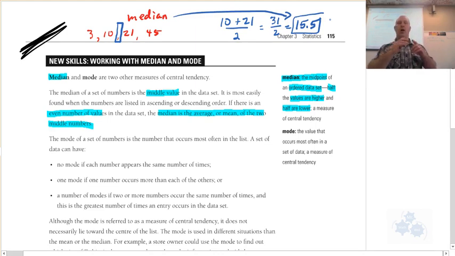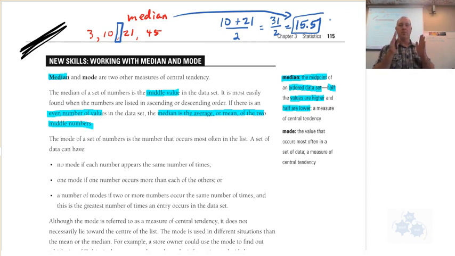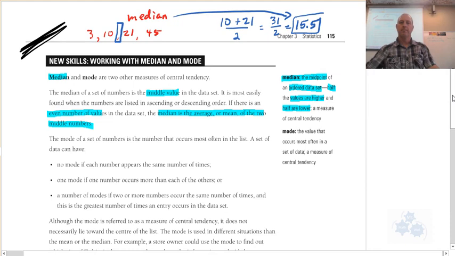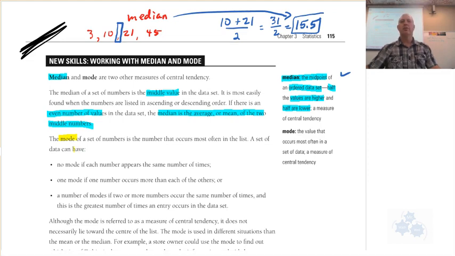Okay? So with an odd number of numbers, it's the middle number. With an even number of numbers, it's the average between the two. So that's how you find the median. Now, what about the last one? Mode. This one is maybe not referred to as much as the median or the mean, but the mode is the number that occurs most often in the list of numbers.